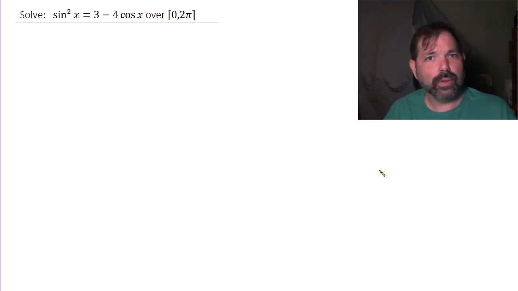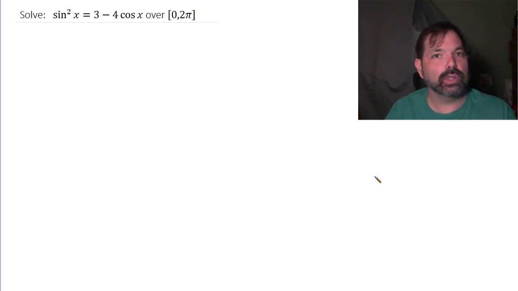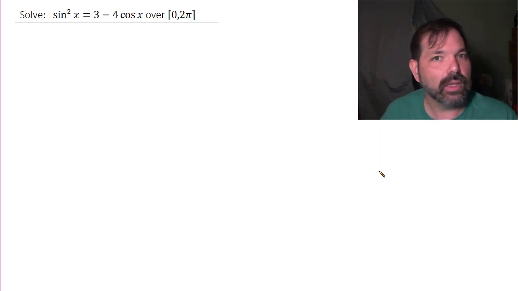Alright, so I'd actually like for you to pause and try this one out on your own. And what I would say is, notice that I have that second situation from the previous slide. I have something in terms of sines and something in terms of cosines. Can you get everything in terms of one of those functions? Now would be a good time to pause and try it on your own.